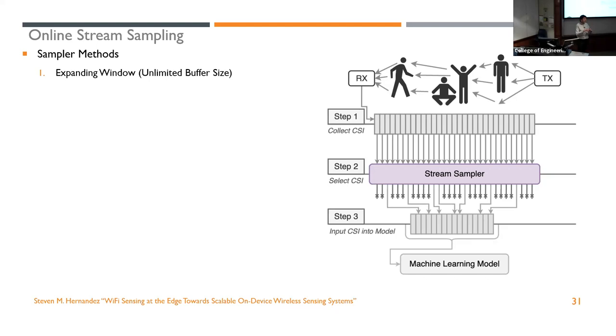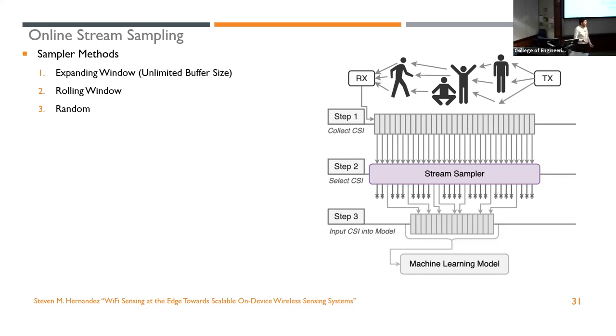So assuming we have an unlimited buffer size, every single sample we get, we can store it in a buffer and the buffer just gets larger and larger as time goes on. This is not realistic, of course, but it shows the highest possible case we could achieve. We also have a rolling window. So assuming our buffer size is something like 100 samples, we only take the most recent 100 samples there. We could also look at random.